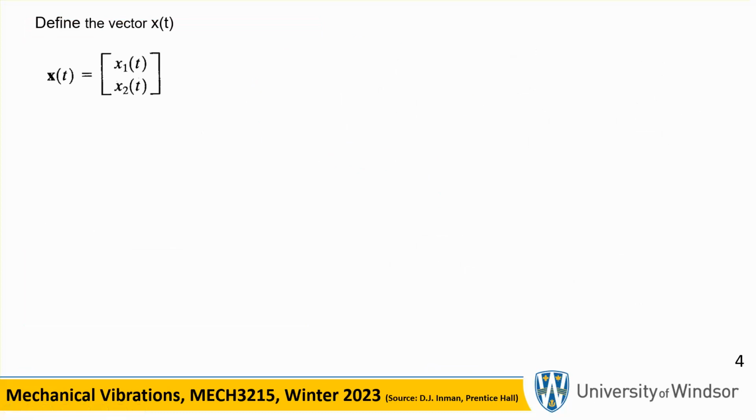We're going to write things in the form of a matrix. That's why I put x1 and x2, which are the solutions of the displacement of mass 1 and mass 2, in a vector like that. It's a lot easier to handle things in vector form than individual scalars.